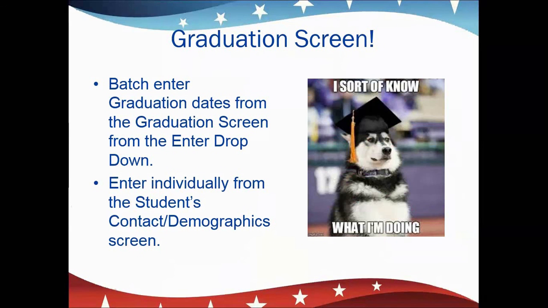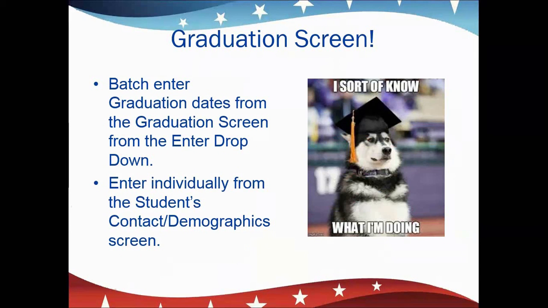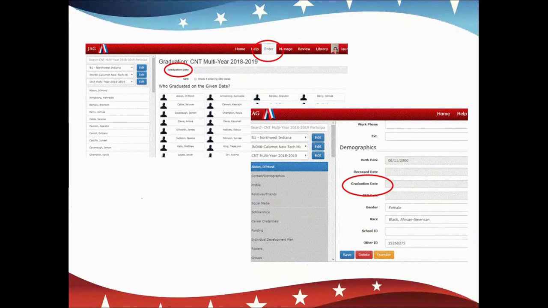Graduation screen. Graduation dates can be entered one of 2 ways. You can enter them on the batch entry screen by clicking on the Enter menu and then graduation, or you can enter them individually on the student's drop-down menu. If you select the graduation batch entry screen with the Enter menu, it'll look like the picture in the background, where you have all of your students listed all together.